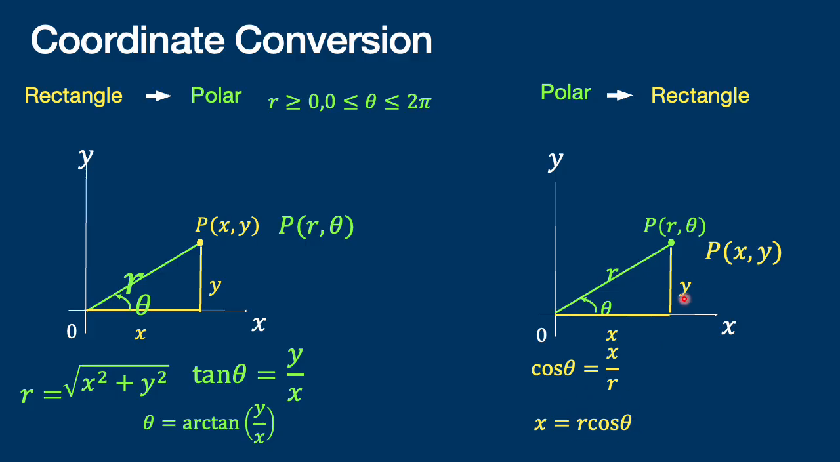For the y value, we can use the trigonometry for sine. So sine theta is y over r, and y is r sine theta. So when you have the polar coordinate r and theta, we can find x equal to r cosine theta and y equal to r sine theta.